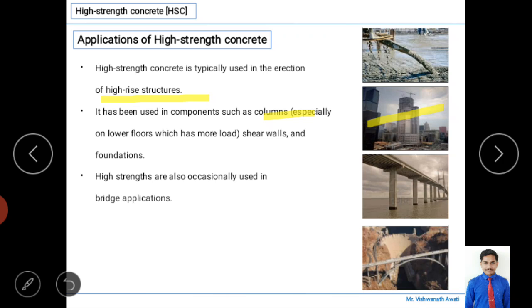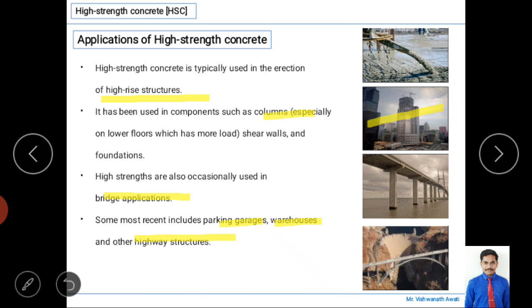High strength concrete is also occasionally used in bridge applications, even for bridge construction, mainly long span bridges. Next, some recent uses include parking garages. A parking garage is a building constructed for parking, or you can call it a multi-story parking garage, depending on the construction. It may be one floor, two floors, or go up to 15 floors, but it is multi-story parking of vehicles. It can also be used for construction of warehouses as well as other highway structures.